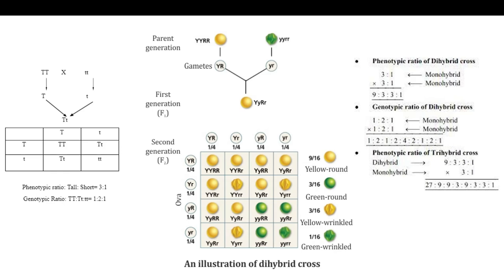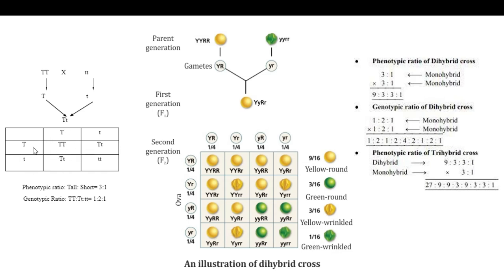If you cross this F1 generation again, that is, if you self-fertilize the heterozygous, then you will get this Punnett square or this table, where each allele will be represented in the horizontal and the vertical columns, and from there we see what the possibilities are.